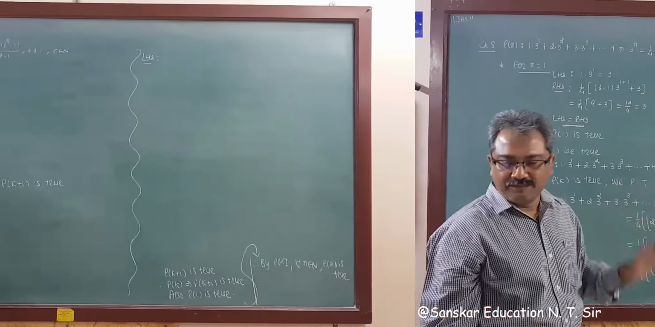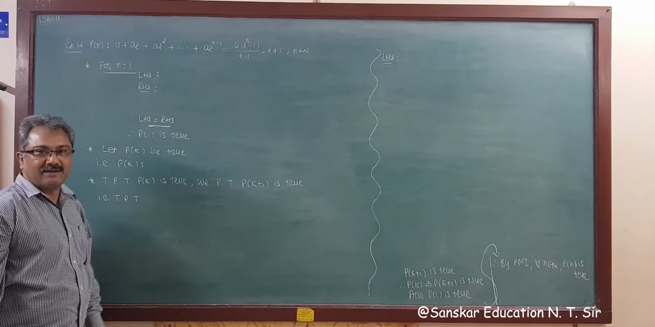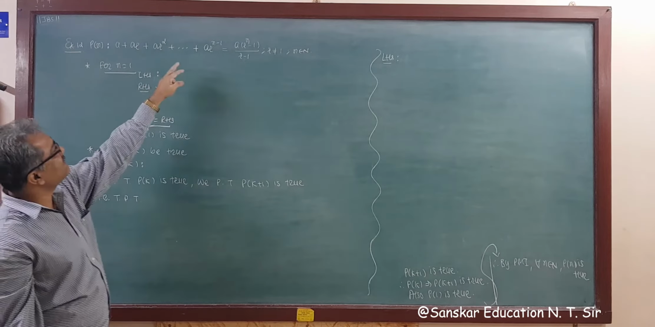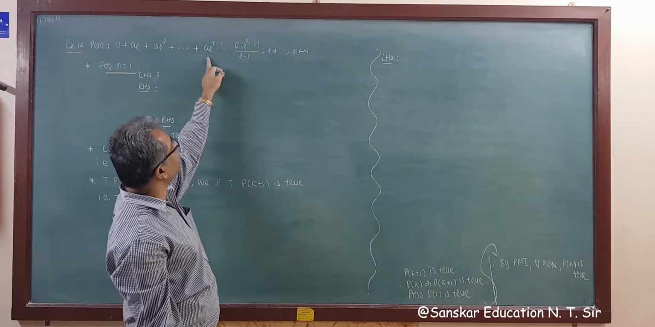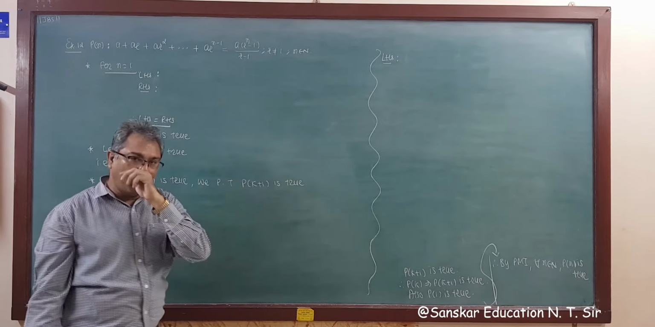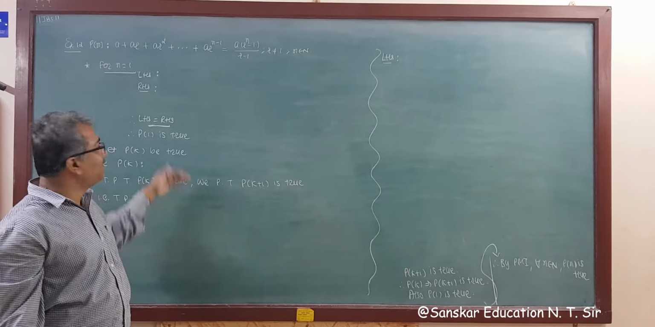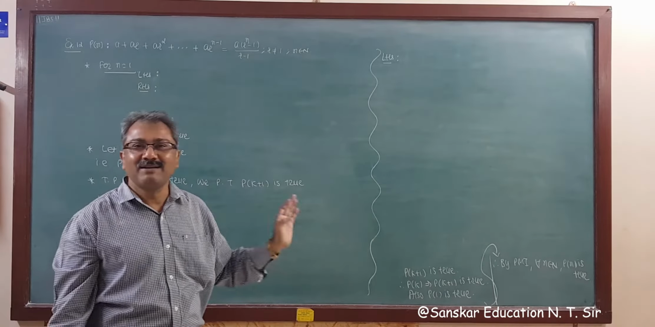Next question is example number 12. Given that Pn is equal to a + ar² + ... + ar^(n-1) is equal to a(r^n - 1)/(r - 1), where r is not equal to 1 and n belongs to N. See what I did. This is your structure for PMI.